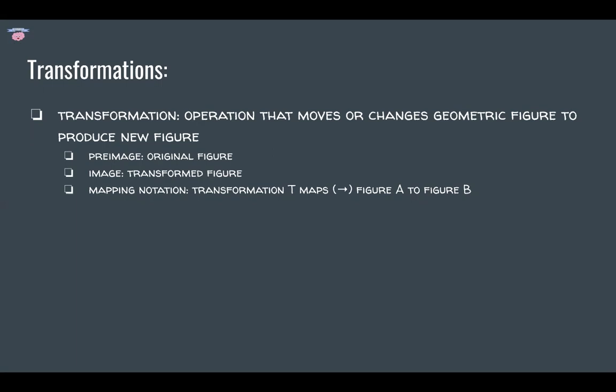So T maps, and this is usually indicated by an arrow, figure A to figure B. So you might say T maps A to B. That's not that common. More common is prime notation: you say A to A prime. There's also coordinate notation. You almost always use the arrow. Coordinate notation: x comma y goes to t of x comma t of y. And this looks complicated, but it's just saying the new coordinates.